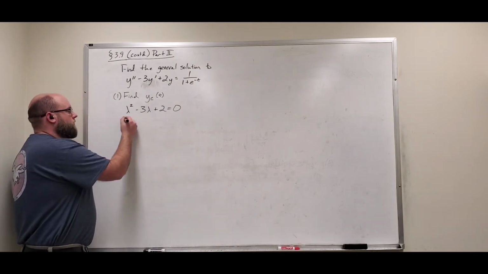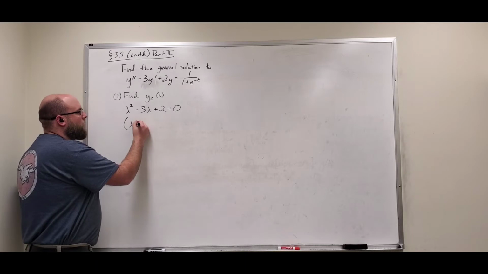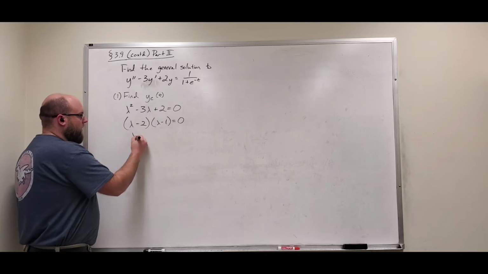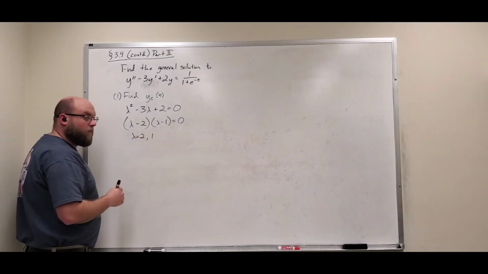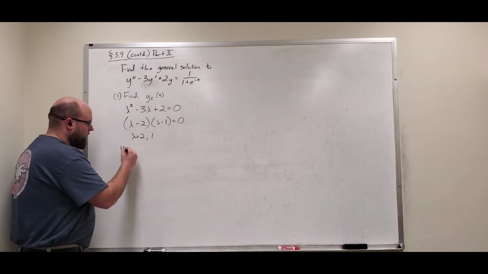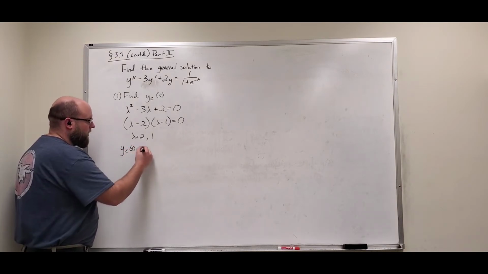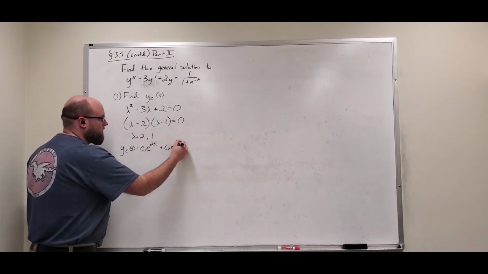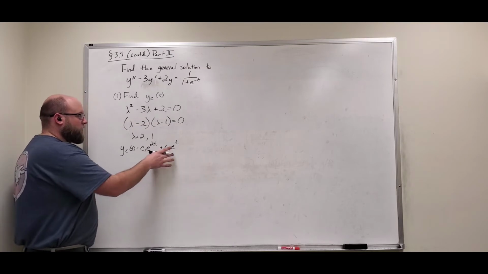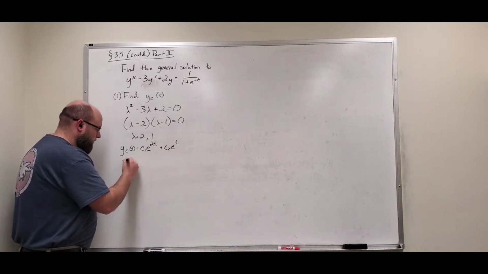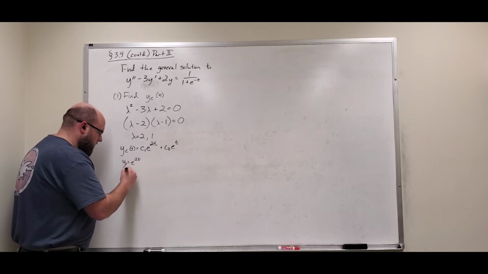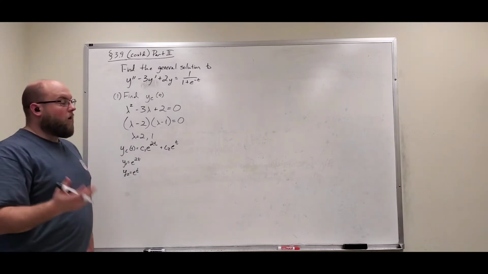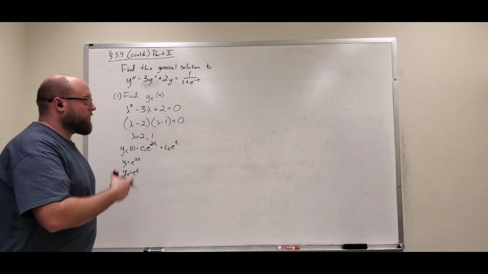All right. Well, factoring this, we get lambda minus 2 times lambda minus 1 is equal to 0. So lambda is either equal to positive 2 or positive 1. So that means our complementary solution is C1 e to the 2t plus C2 e to the t. All right, and these are going to be our y1 and y2. So y1 is going to be e to the 2t, and y2 is equal to e to the t. These are going to be the ones that we assume form the fundamental set and use in our particular equation.